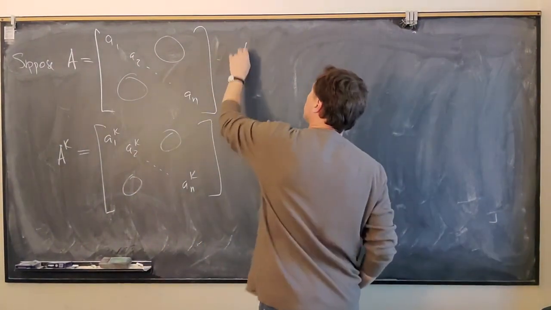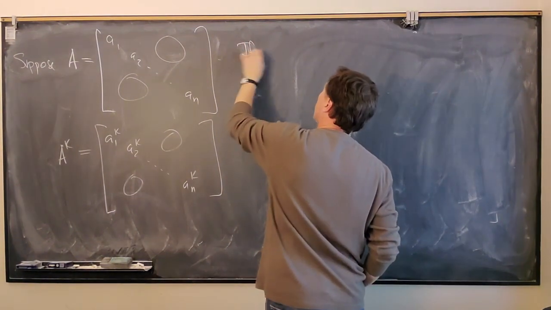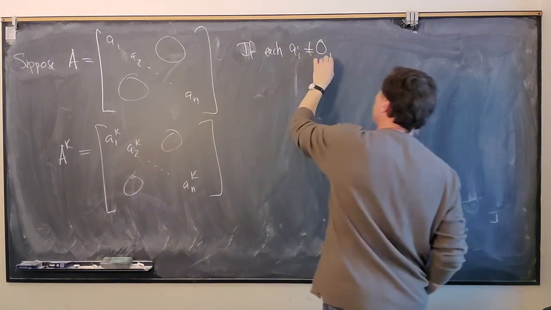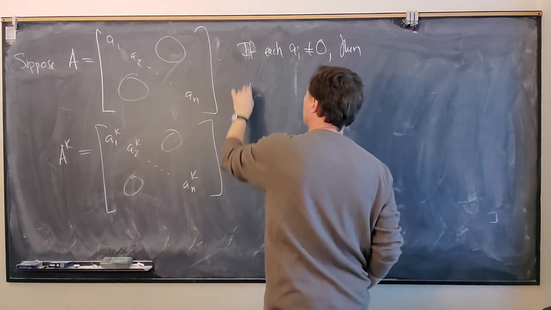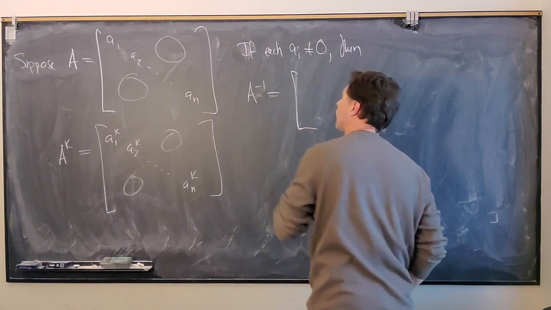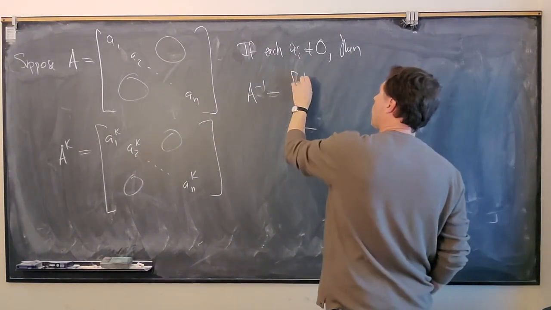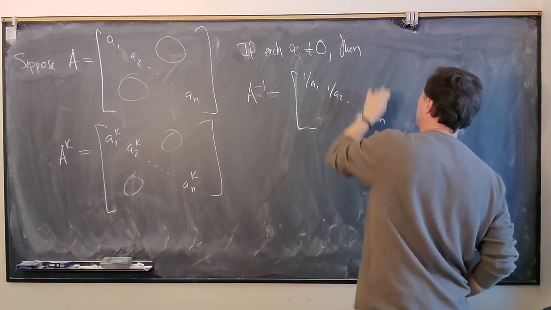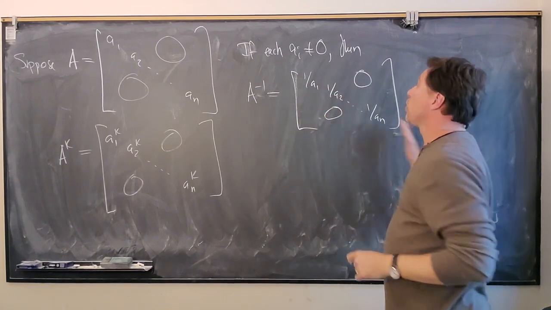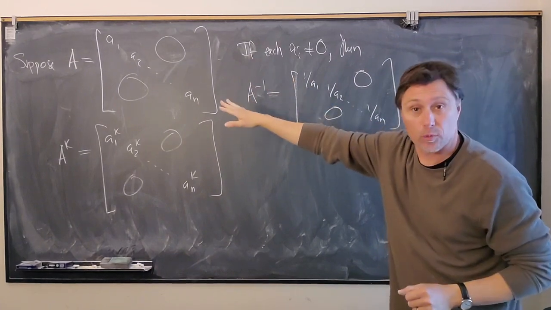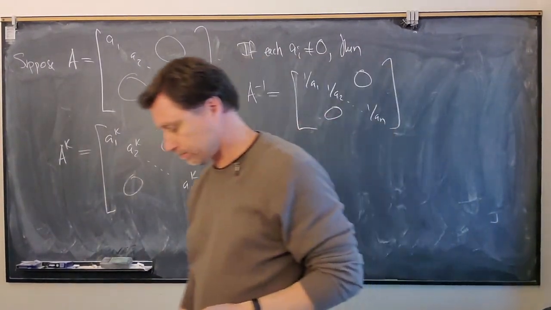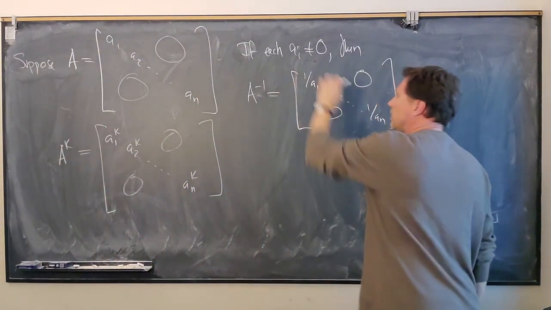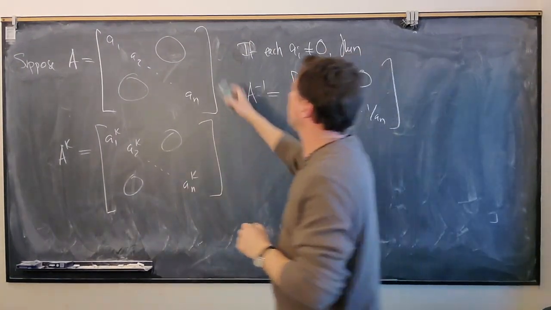So also, if each ai is not equal to 0, then the inverse of A is 1 over a1, 1 over a2, dot, dot, dot, 1 over an. So it's the diagonal matrix whose diagonal entries are the reciprocals of the original entries of A. And if any of these entries is equal to 0, then A is not invertible.